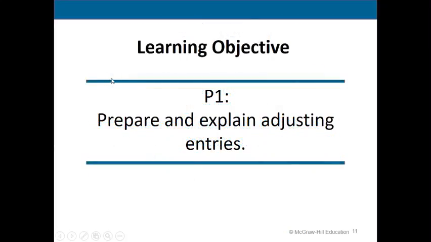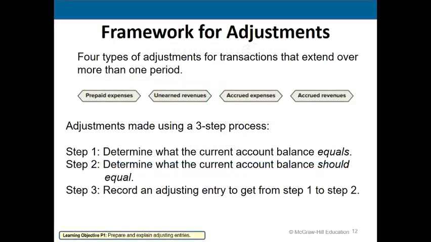So next we want to prepare and explain these adjusting entries. And there's four types: prepaid expenses and unearned revenues. Those are called deferrals. And then you have something called accruals. Those two are accrued expenses and accrued revenues.